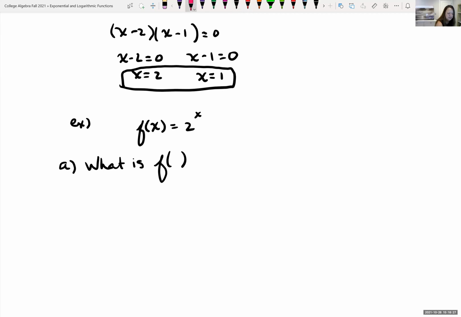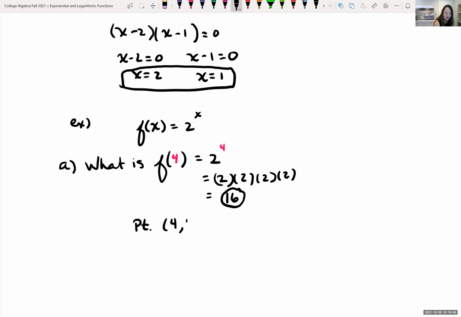Well, all this is telling us to do is to go in and plug in 4 wherever we are seeing an x in f of x. And so we got 2 raised to the 4th power. So we got 2 times 2 times 2 times 2, which 2 times 2 is 4, times 2 is 8, times 2 is 16. So we get back 16. The next part of that question was, what is the point? The point's going to be (4, 16) on that graph.